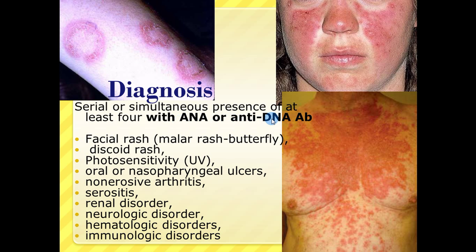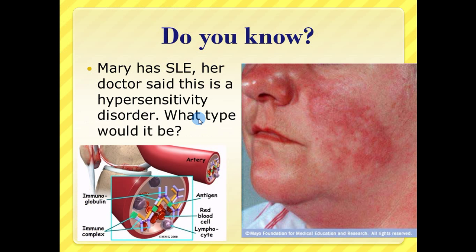So this attacks the nucleic acids in your body. Remember, DNA, RNA are nucleic acids. So if those leak out of the cells, then your body starts attacking them. So anti-DNA, anti-nucleic acid antibodies. So 4 of these symptoms plus that antibody circulating.